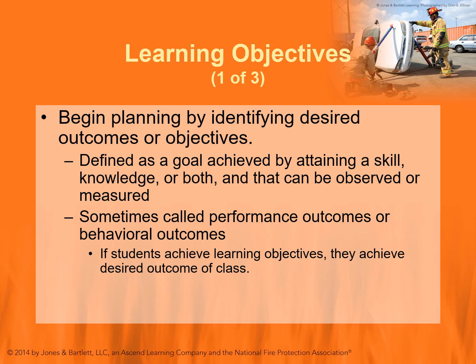So we define it as a goal achieved by attaining a skill, knowledge, or both, and that can be observed or it can be measured. Sometimes we call them performance outcomes or behavioral type outcomes. If students achieve the learning objectives, they achieve the desired outcome of the class, if you will.